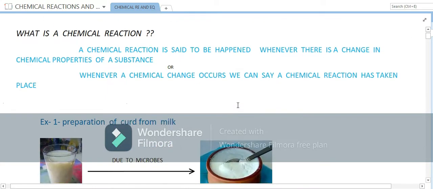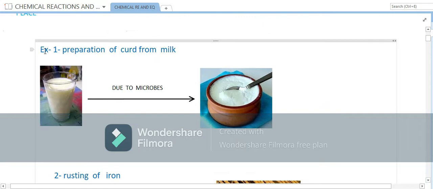So I have given you two examples. Example 1 is preparation of curd from milk. See, here it is a glass of milk and this is a bowl of curd, and due to the action of microbes, that is lactobacillus, by the action of that microbe, this glass of milk is now converted into the bowl of curd.